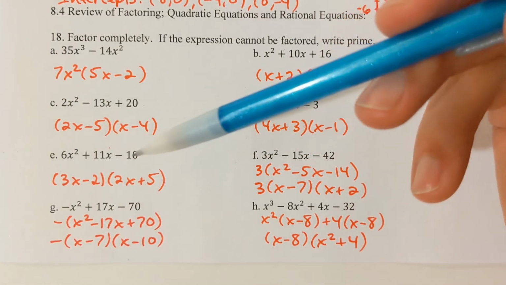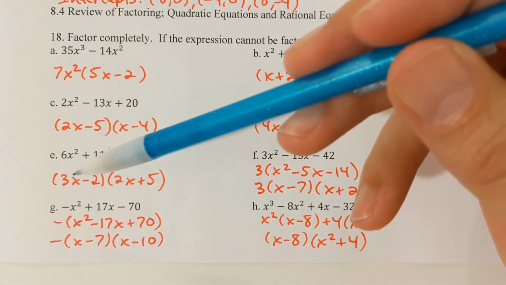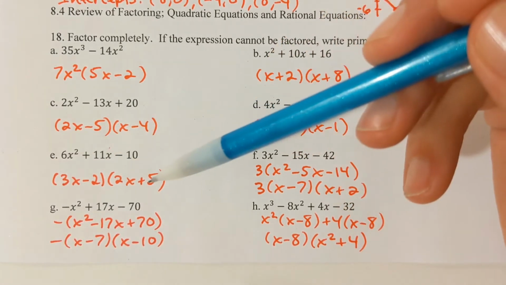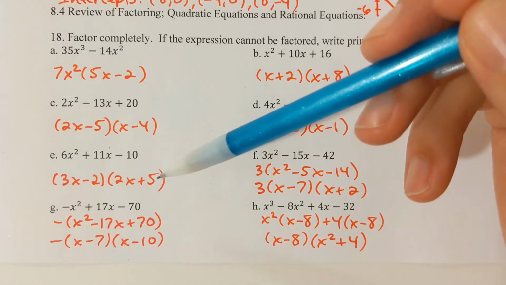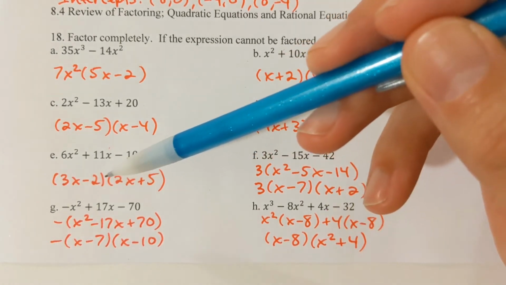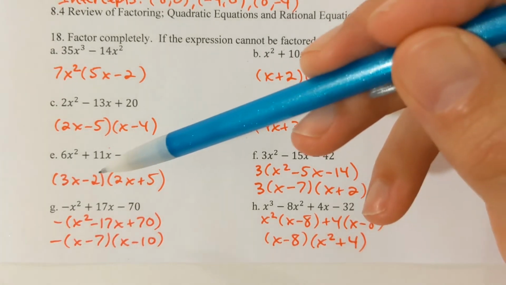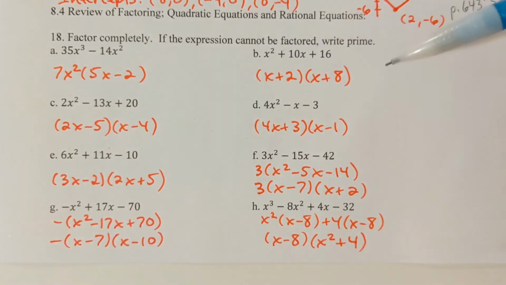If we check this now by foiling, 3x times 2x is 6x squared. The outer and the inner terms, we're looking at 15x minus 4x is 11x in the middle. And then negative 2 times 5 is negative 10 at the end.